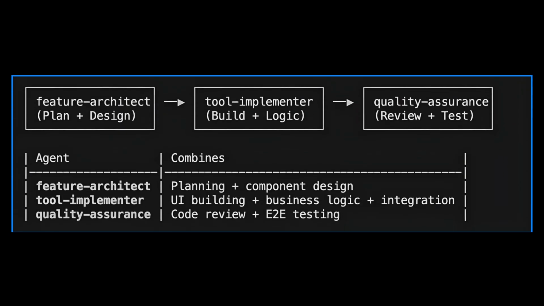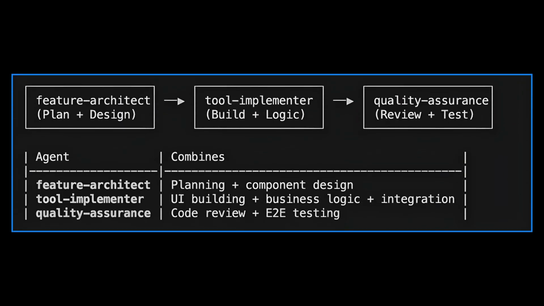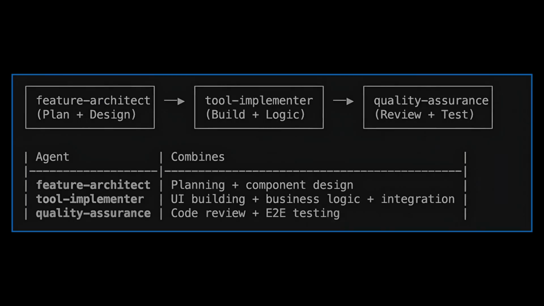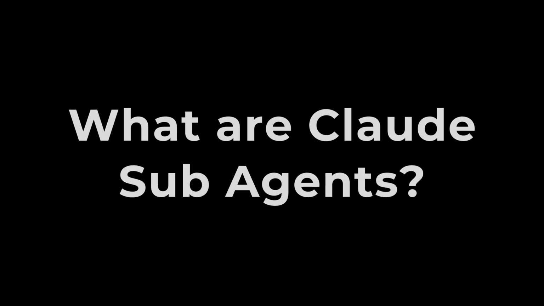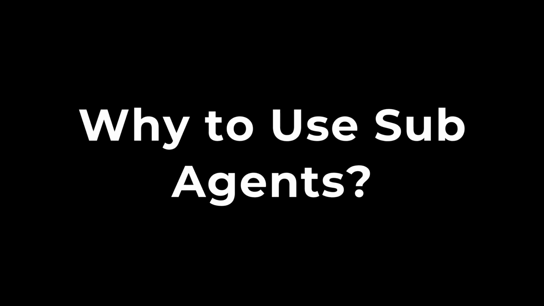This is what we're going to build. Don't worry, I'll explain everything. We're going to create three sub-agents. The first one is the feature architect. He'll take care of all the planning. When he's done, he'll hand the work over to the tool implementer. And after the implementation is ready, the quality assurance sub-agent will jump in and make sure everything actually follows the plan. But before we build any of these, we need to understand what Claude sub-agents are and why we should use them in the first place.